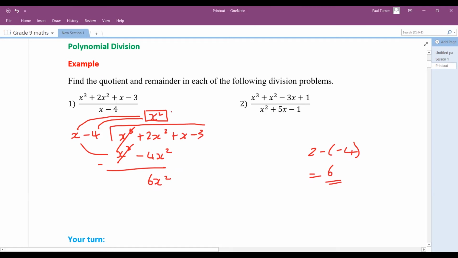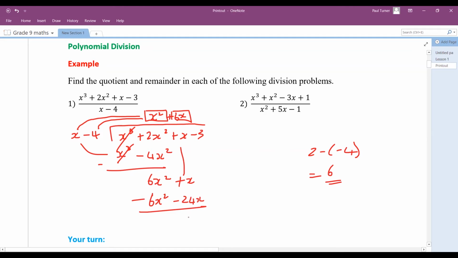And we need a number here that will get rid of the 6x squared. Bring down the x. So we've got something times x is 6x squared. What would be here? What number? Plus 6x. 6x, good, plus 6x. So 6x times x, 6x squared. 6x times minus 4, minus 24x.